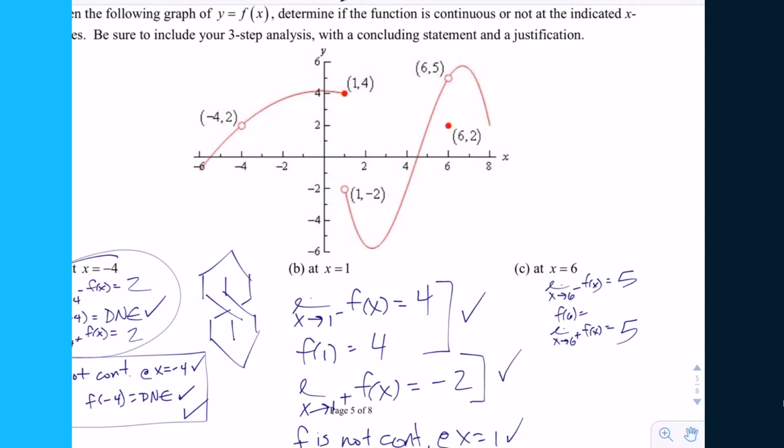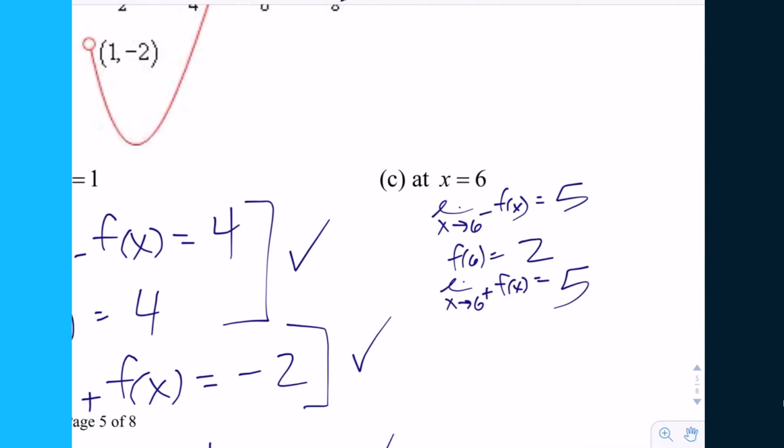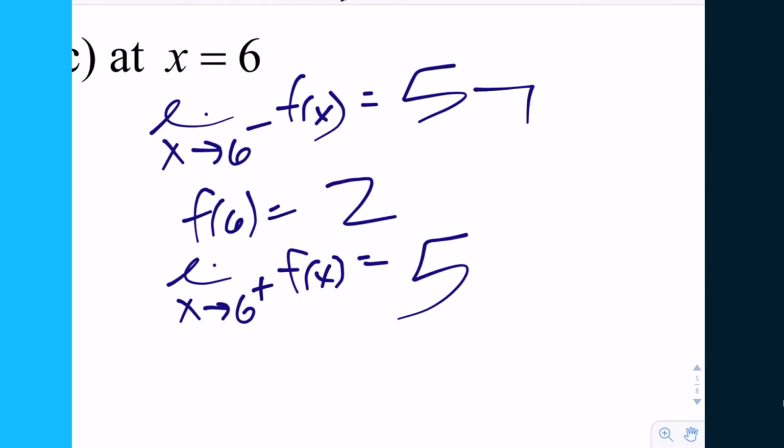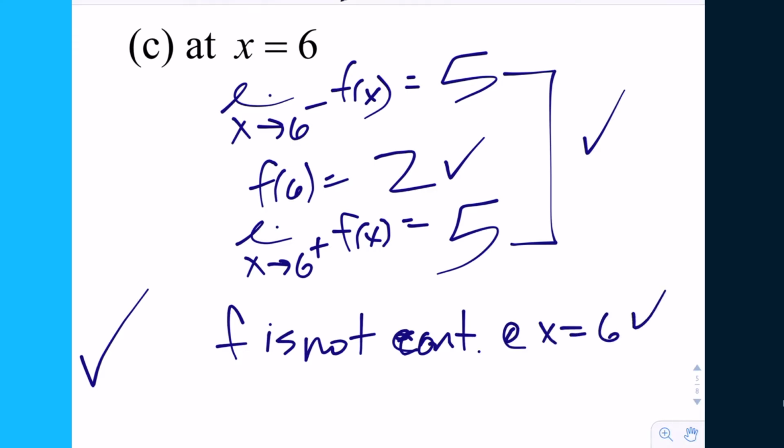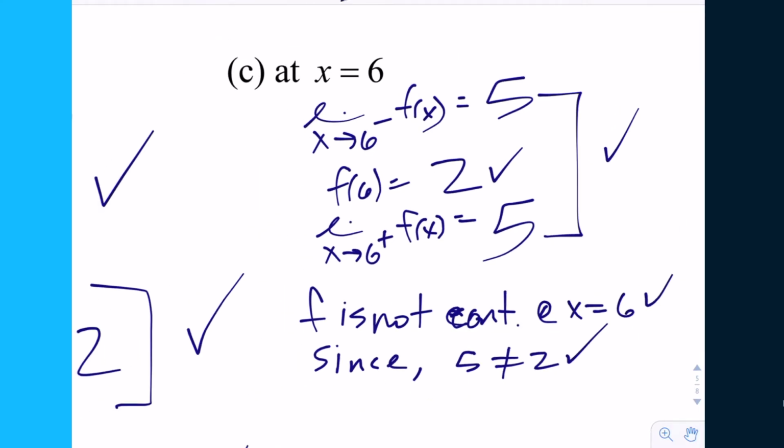And what is f of 6? Yeah, you look high, you look low. Now I see a little dot right there. It's at 2. So, again, on this one, I would give you one check for finding either limit or the general limit, and then I would give you one check for finding the function value. F is not continuous at x equals 6, check, since 5 does not equal 2, or 2 does not equal 5, check. There you go.